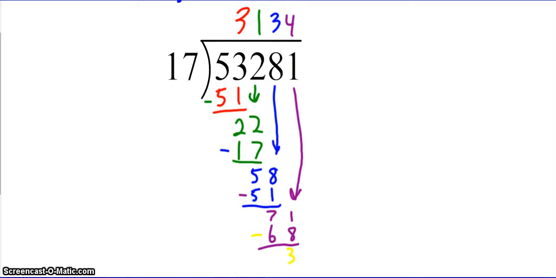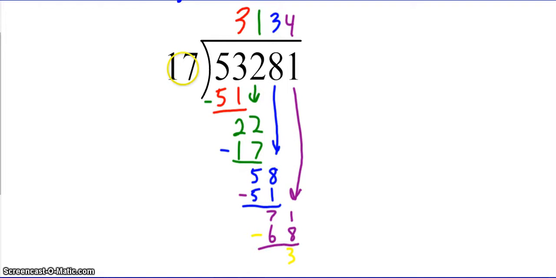First we do what is 5 divided by 17, that doesn't divide, so then 53 divided by 17 is 3. Multiply the 3 by the 17, we get 51, then we subtract, and I get 2. 2 doesn't divide by 17, so I bring the 2 down. 22 divided by 17 is 1. 1 times 17 is 17. Subtract, I get 5. 5 doesn't divide by 17, so I bring the 8 down. 58 divided by 17 is 3. 3 times 17 is 51. Subtract, and I get 7.